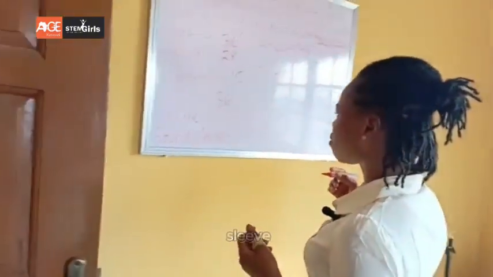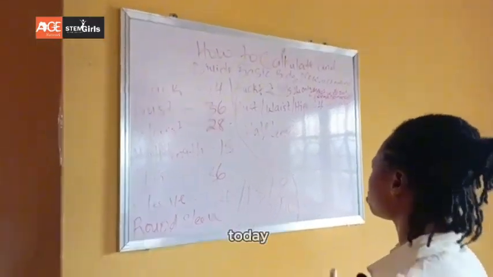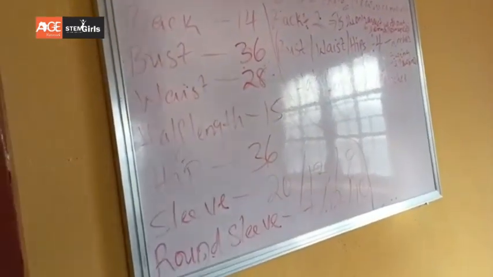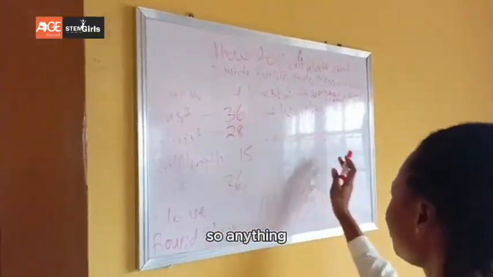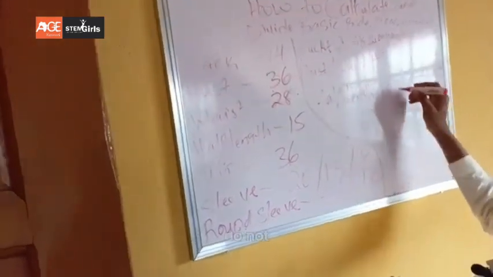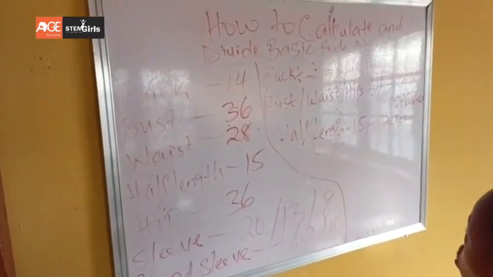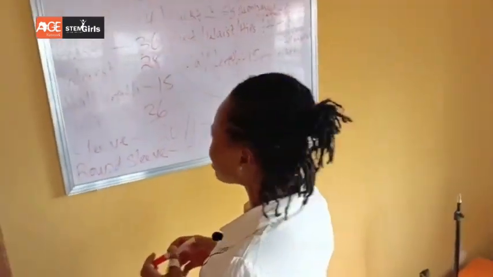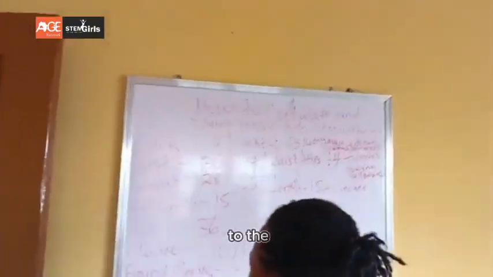So when it comes to the sleeve as well, that is called sleeve length, so we only have 2 inches of sewing allowance. When it comes to anything length, be it sleeve length or any other length, you will not divide, you will not subtract. You only add the sewing allowance of 2 inches. Be it gown length, full gown length, anything length, you are not going to divide. You are going to add sewing allowance to the length.